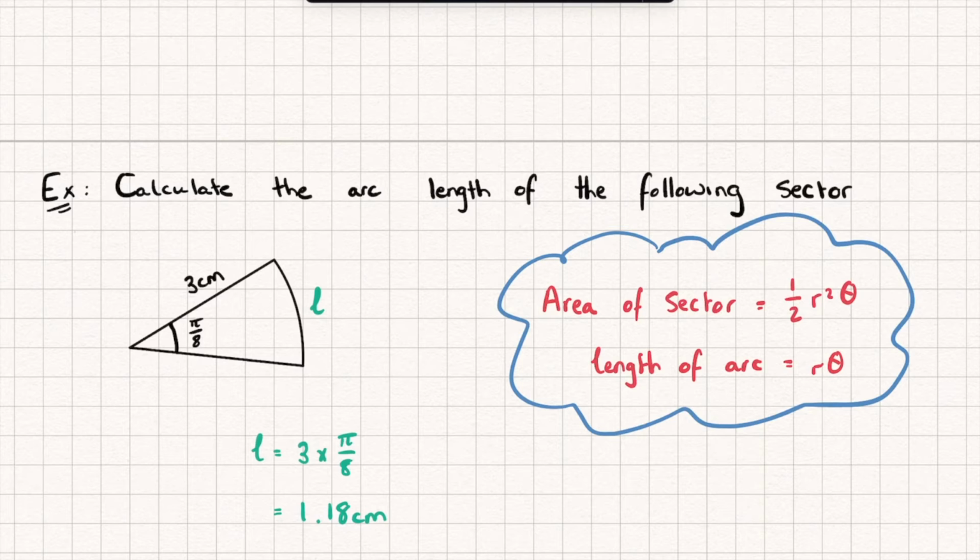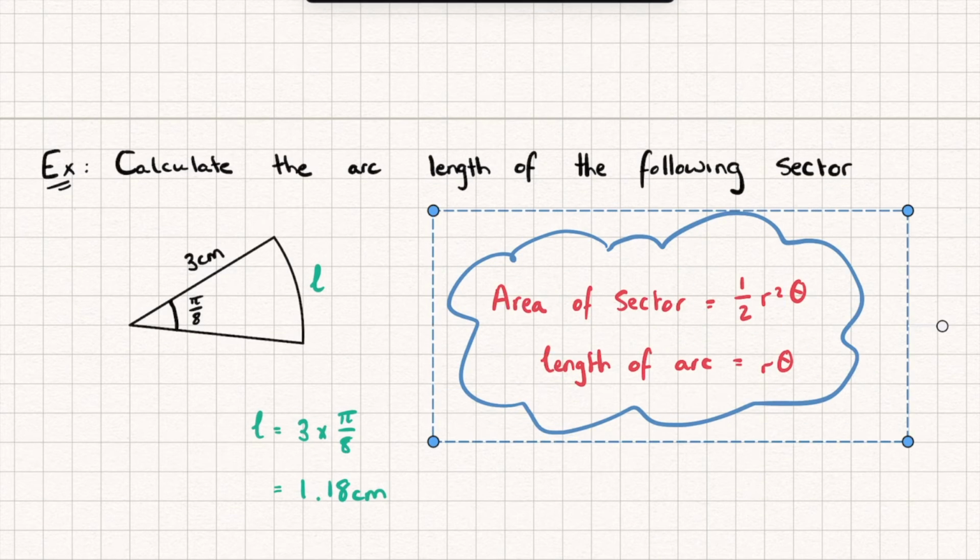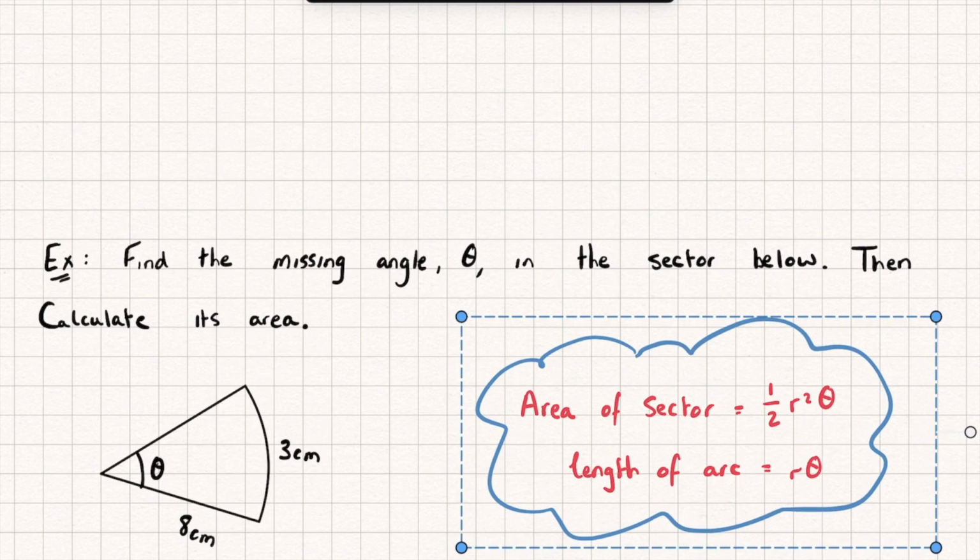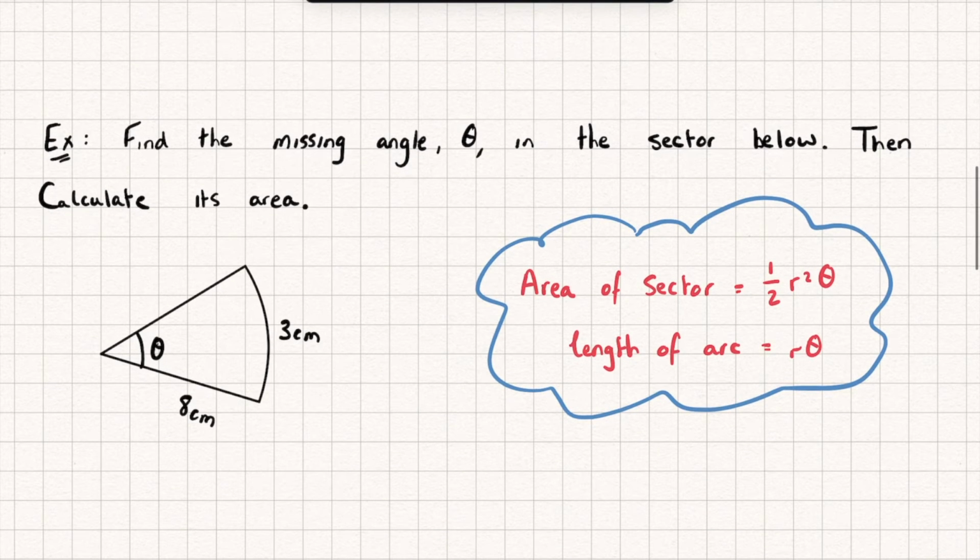And that's it. So you can see it's pretty straightforward to use. So let's now bring down our formulas and take a look at the next question. So it says find the missing angle theta in the sector below, then calculate its area. Now we have the radius of this sector as well as the arc length.